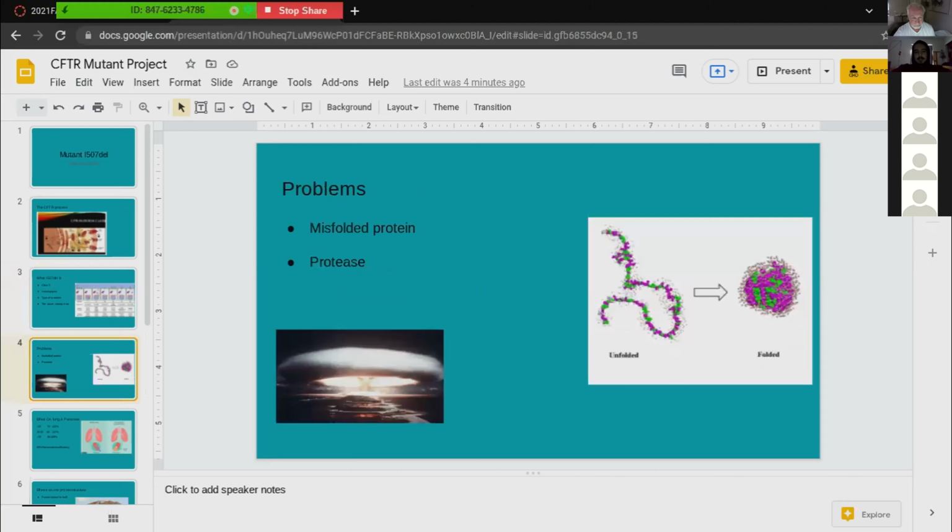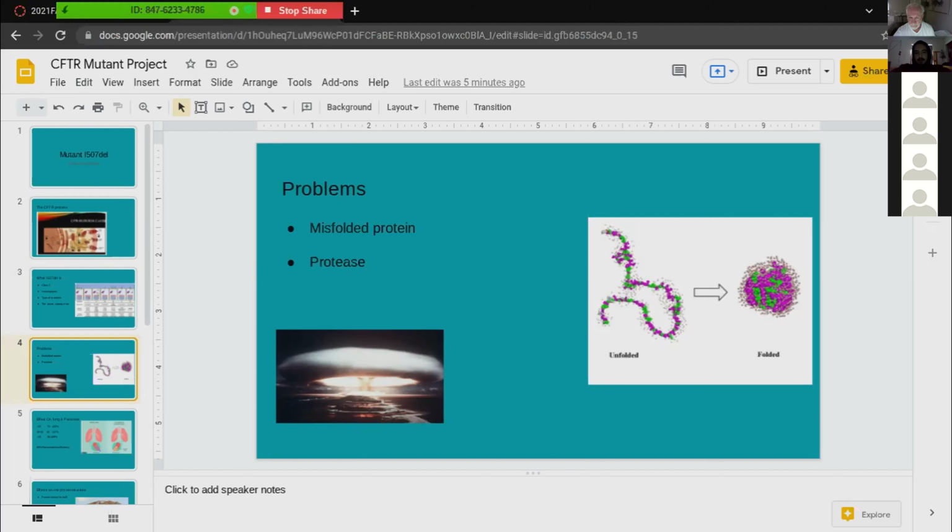Some problems that this causes is the protein being misfolded. And right here, there's an image of folded protein versus unfolded or misfolded. And some problems with the misfolded protein is that it could cause a variety of severe diseases, one of them being Alzheimer's and Parkinson's disease.